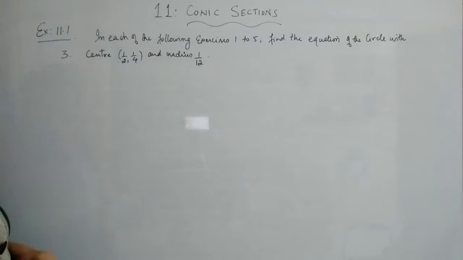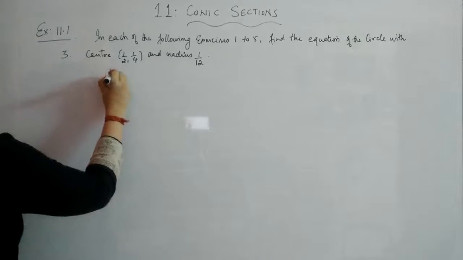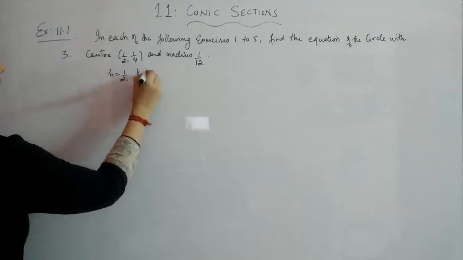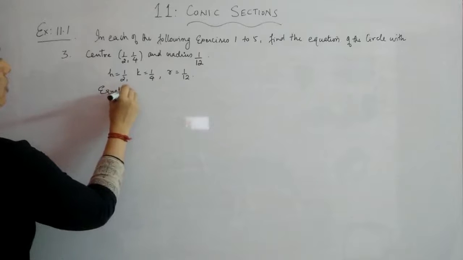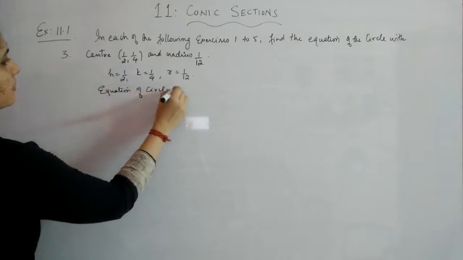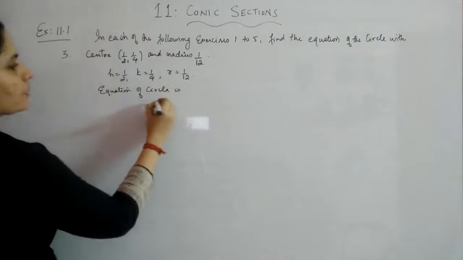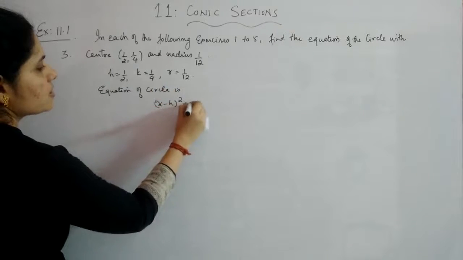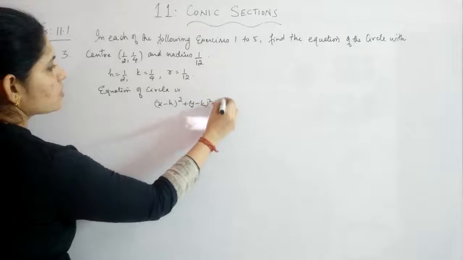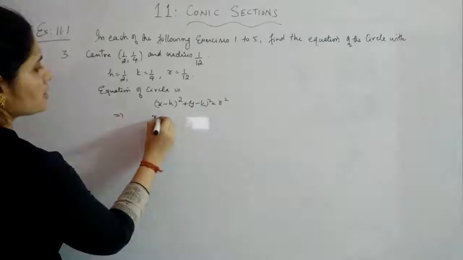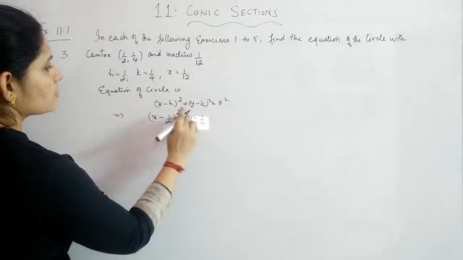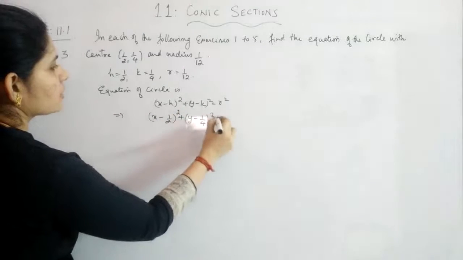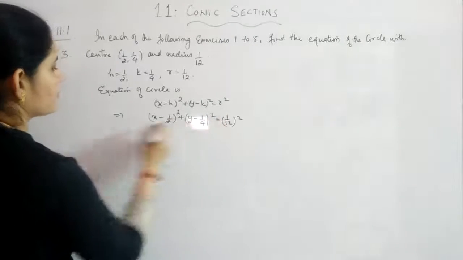Third question: the center is given to be (1 by 2, 1 by 4) and the radius is 1 by 12. That is, h is 1 by 2, k is 1 by 4 and r is 1 by 12. So the equation of the circle is (x minus h) the whole square plus (y minus k) the whole square is equal to r square. So you will get (x minus half) the whole square plus (y minus 1 by 4) the whole square equal to (1 by 12) the whole square.